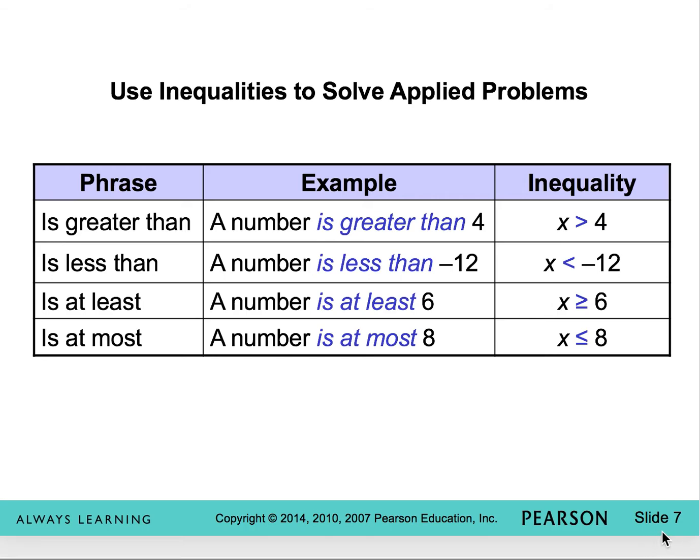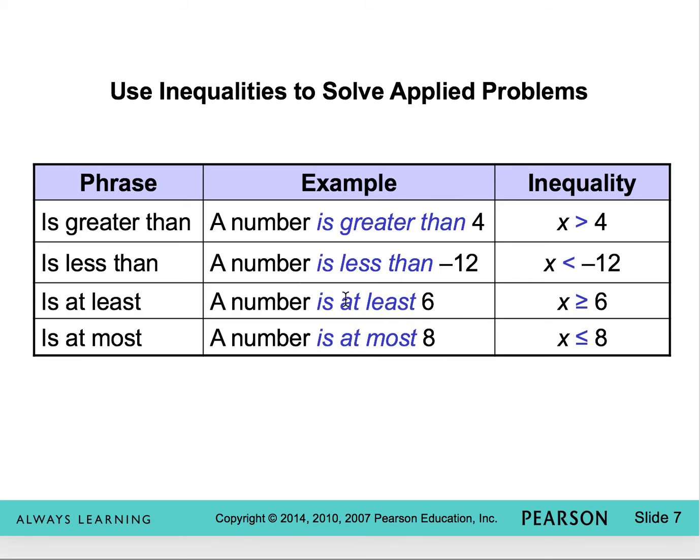Okay, so if we have an application problem, aka word problem, right, your favorite, then here's a few terms we might remember, right? If we say is greater than or is less than, that's obvious, right? That's a greater than and a less than sign. But we could also use terms like is at least or is at most, okay?